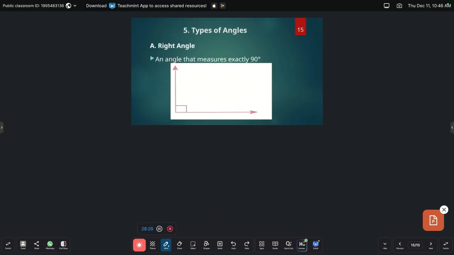Let's move to types of angles. As the angle is already done, measuring of angle is done, naming of angle is done, now let's move to the types of angles. The first angle here is the right angle. An angle that measures exactly 90 degrees. The angle whose measurement on the protractor is exactly 90 degrees is called a right angle.